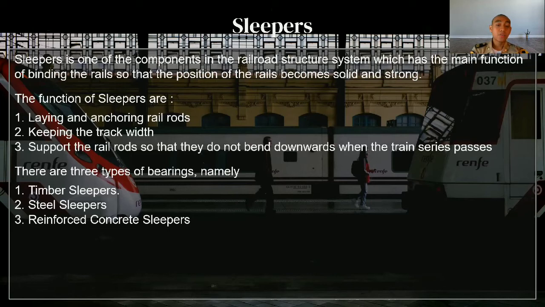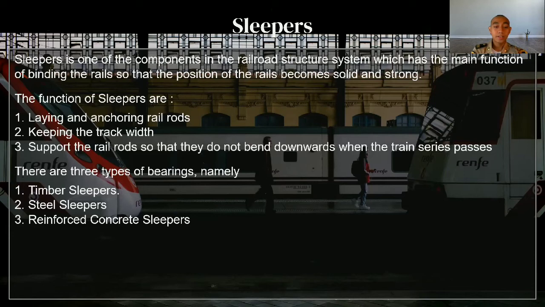There are types of bearing, namely: number 1, timber sleepers, made of rail wood or mixed wood, which are coated with creosote or wood coating oil to make them more durable and resistant to mildew. Number 2 is steel sleepers. The second generation of bearings are more durable than wood. Steel bearings are not installed on the electrical track or on track that uses electrical signaling.